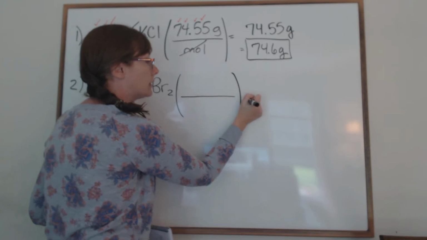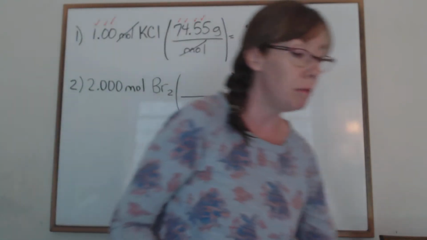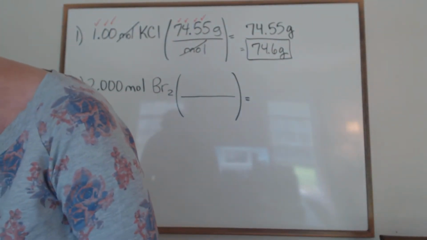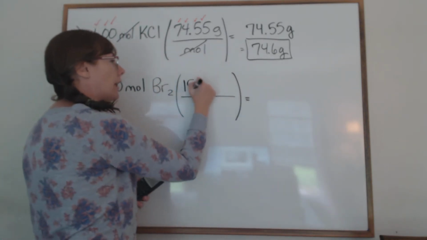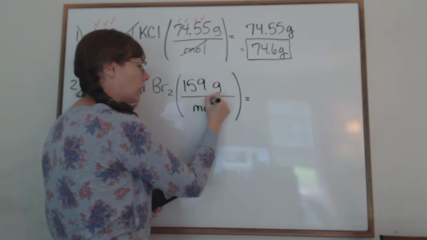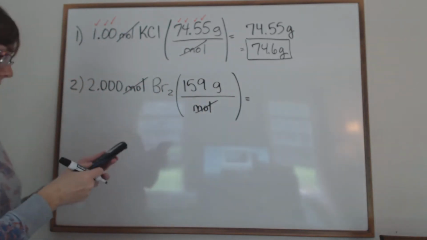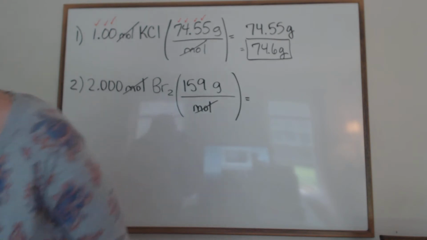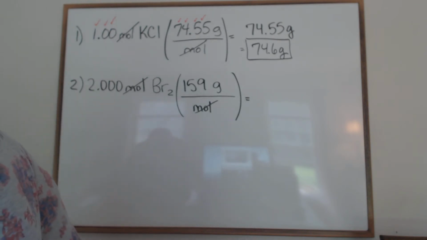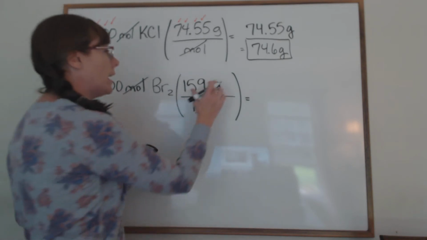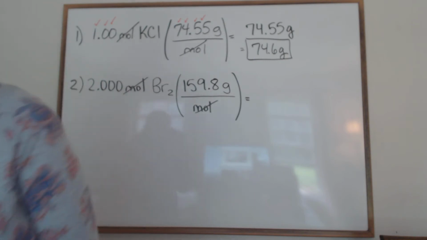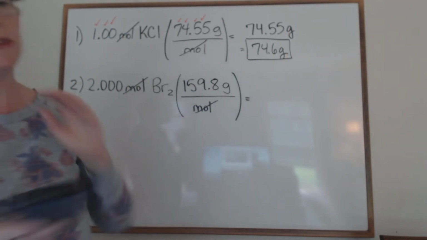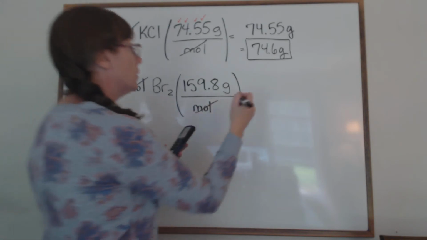So we need to turn this into grams to figure out the answer. We're trying to figure out the mass. So I need the molar mass of bromine. So back to my periodic table. Whoops, 79.5 times 2, 159 grams per mole. Make sure I did that right. Nope, 159.8, my bad. Yeah, 159.8, so we're timesing that by 2.